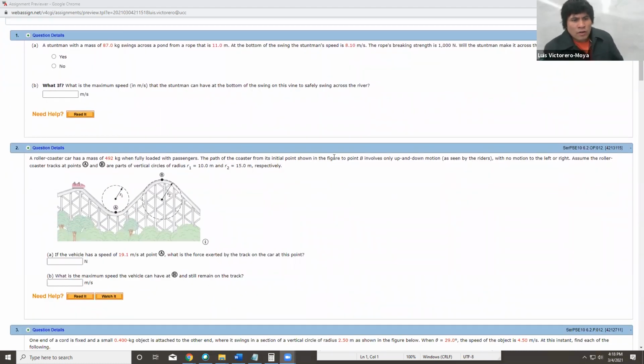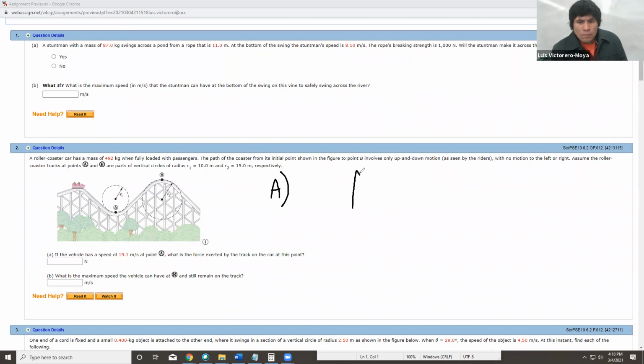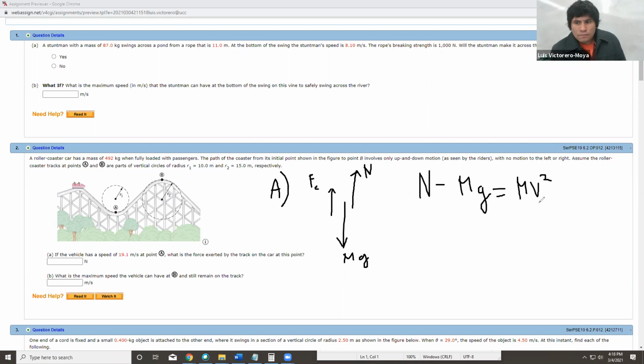This one is similar. Now you have a roller coaster. It's going to go down and then up. So we have done this with the spinning wheel in part A. You will have the normal going up, but mg is going down. But we know that there is a centripetal force also going up. So just like we had before, normal minus mg equals the mass times v squared divided by r. That's how you get it, and then they tell you that the speed of the vehicle is 19.1 at point A. So you use whatever you are given on this part.